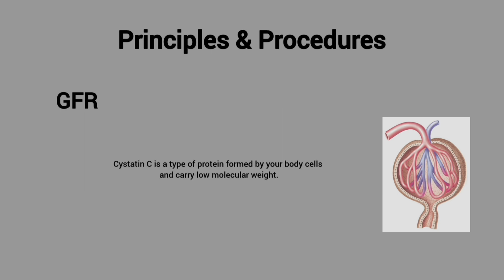Cystatin C is a type of protein formed by your body cells and carries low molecular weight. That's how we can perform the renal function test and assess the patient's kidney diseases.